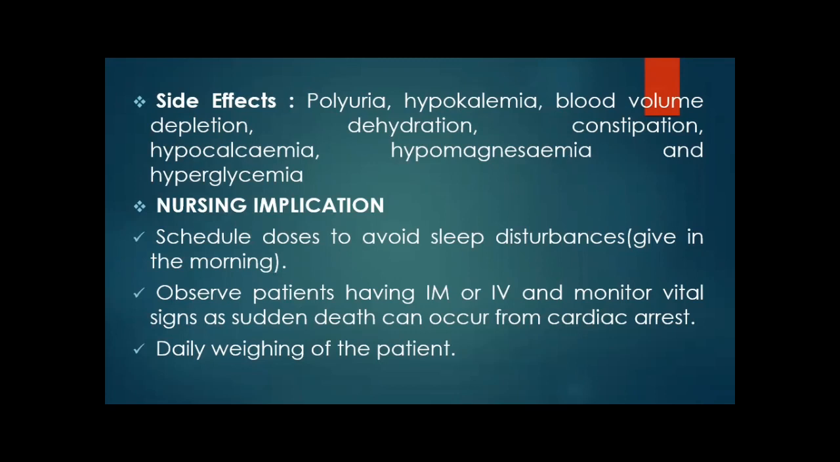Hypokalemia and all these elements: there is electrolyte imbalance because of the increased urine output. Then there will be dehydration because this person is urinating a lot. And then constipation and blood volume depletion, all these are as a result of increased loss of fluids.